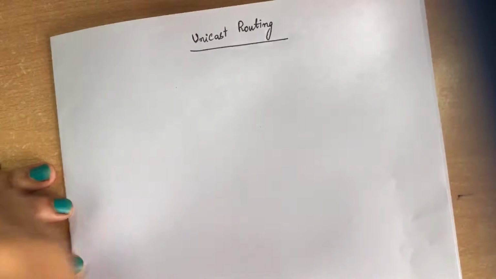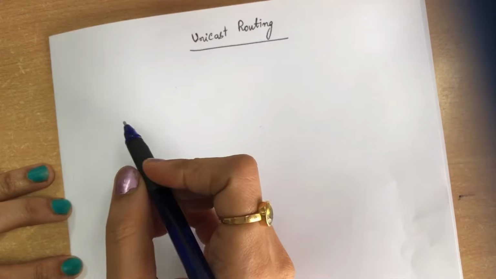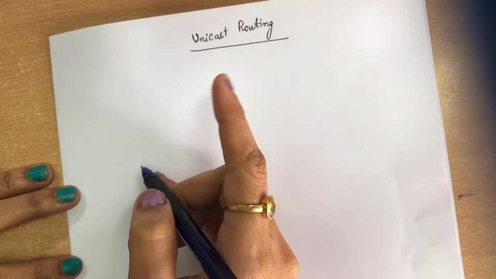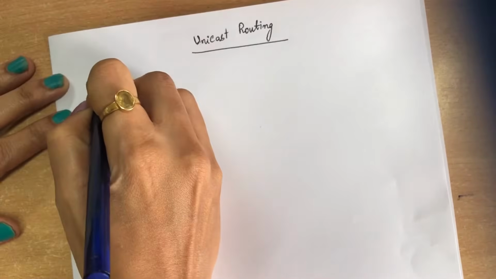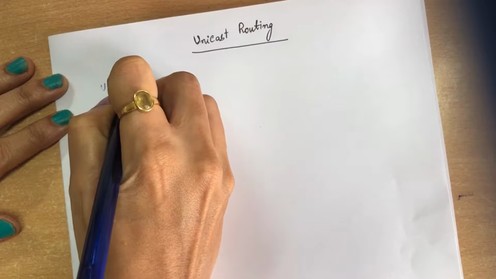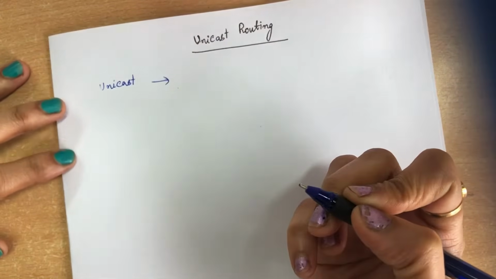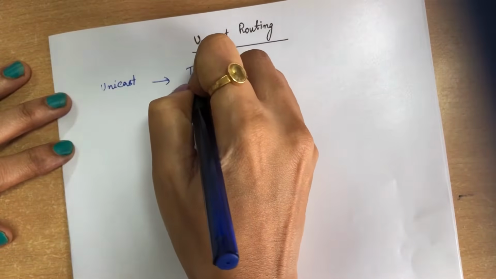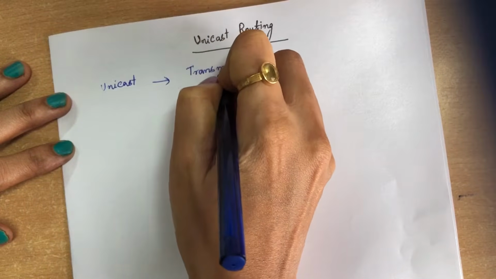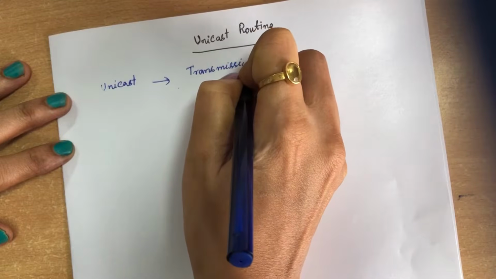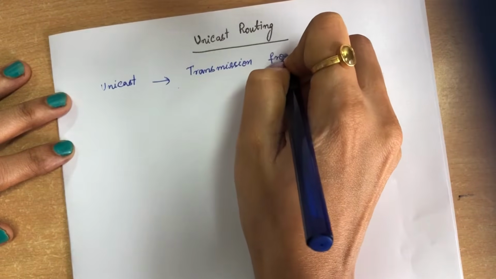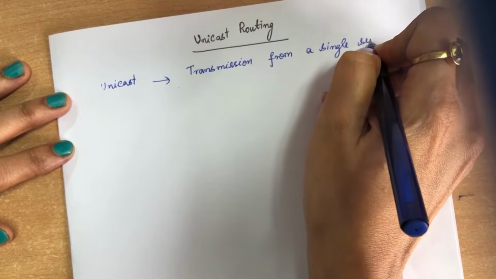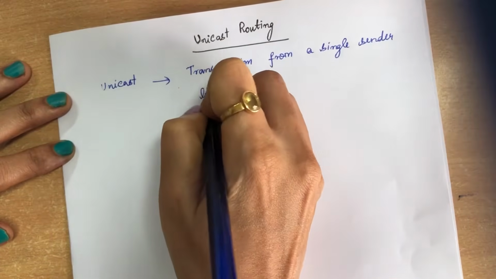Hello everyone. Today we are going to see a new topic called Unicast routing in third unit. So first we will see what is Unicast. Unicast is nothing but a transmission from a single sender to a single receiver. By the name itself you can understand it is a transmission from a single sender to a single receiver.